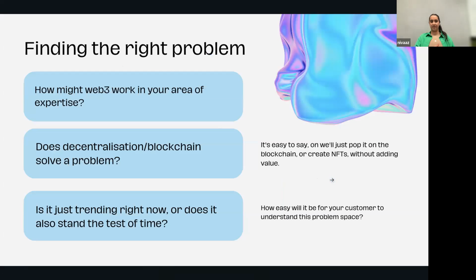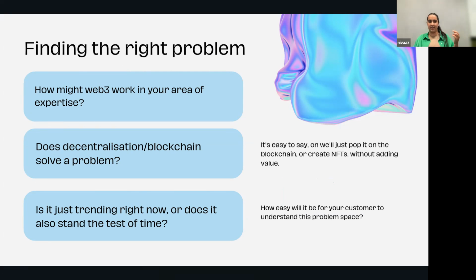Cool. So in terms of finding the right problem, you need to think about three things. Number one is how does Web3 work in your area of expertise? For me, it was thinking about how we bring Web3 into growth, and what that looks like, or building something customer-centric.